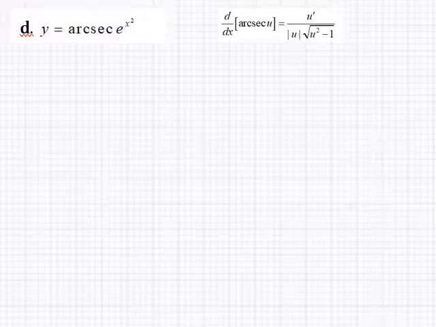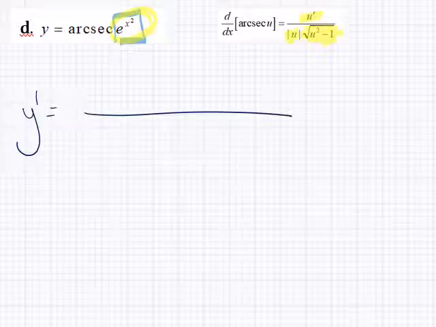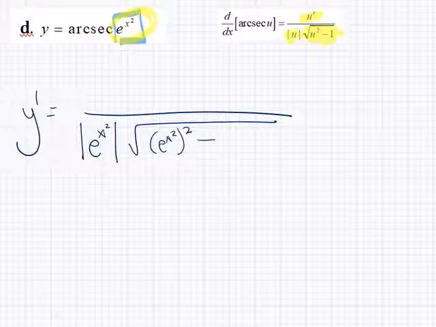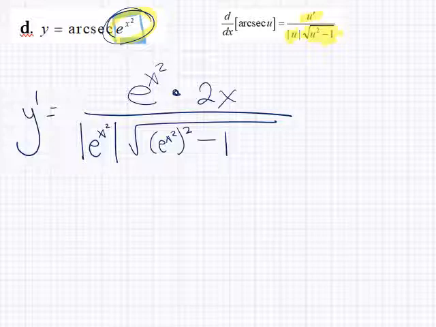Okay, here's your arc secant. This is your u that's inside the arc secant function. This tells me I need to do u prime over the absolute value of u times the square root of u squared minus 1. So this is my u. Knowing what the derivative of that should be in my numerator, the denominator should have the absolute value of e to the x squared times the square root of e to the x squared, squared, minus 1. So what's the derivative of this? Well, you always rewrite the exponential function, and then you multiply by the derivative of the exponent. Pretty simple. So now it's a matter of simplifying. There's your derivative. Now all you have to do is simplify it.